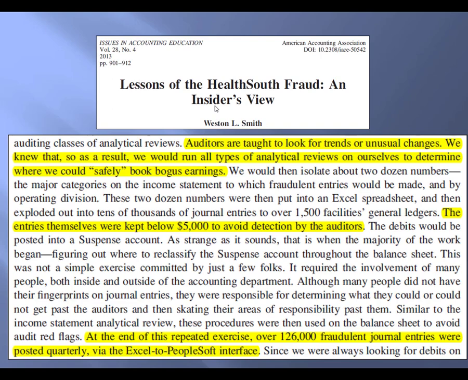Let's have a look at HealthSouth. This was by Weston Smith. He was the controller for HealthSouth, and he was one of the people that started the fraud, and this is his article in his own words. What I care about is the middle part here. It says the journal entries themselves were kept below 5,000 to avoid detection by the auditors. That was because the auditors only looked at numbers 5,000 and higher. So what they did was, at the bottom of the page, at the end of this repeated exercise, over 126,000 fraudulent journal entries were posted quarterly.